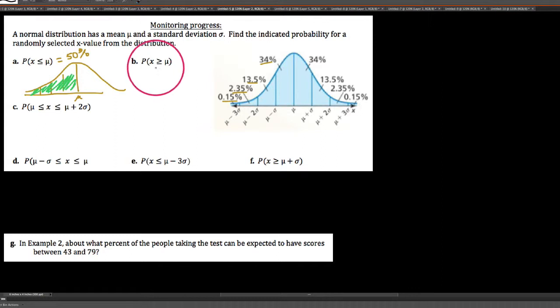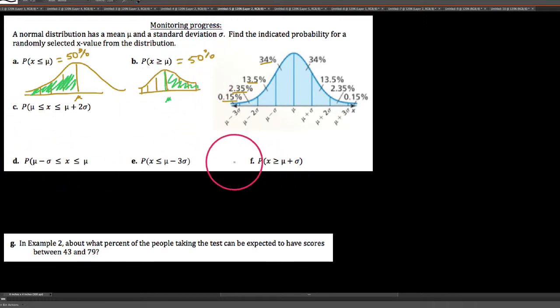Now when we look at this next value, it says what's the probability that our random x value lies above the mean. In this particular case, here's our mean, 3 standard deviations to the right and 3 to the left. Everything above the mean, if we're shading this, would also be the other 50% of the data, and that would make reasonable sense.